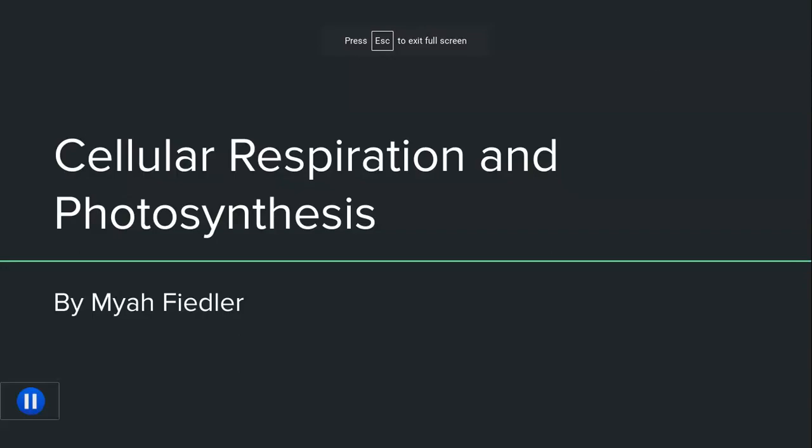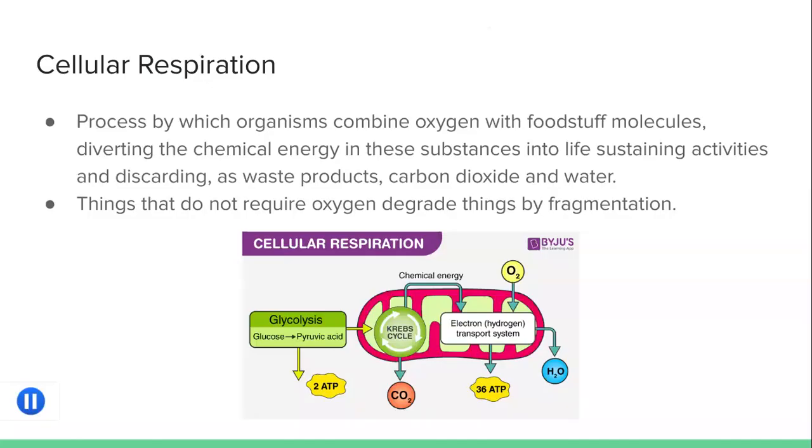Cellular respiration and photosynthesis. Cellular respiration is the process by which organisms combine oxygen with foodstuff molecules, diverting the chemical energy in these substances into life-sustaining activities and discarding waste products such as carbon dioxide and water. Things that do not require oxygen degrade things by fragmentation. The picture below demonstrates the process of cellular respiration and all the molecules that go through it.